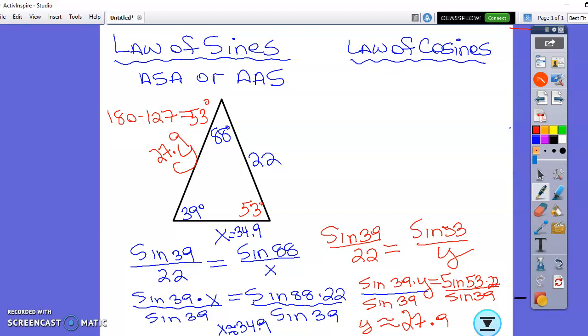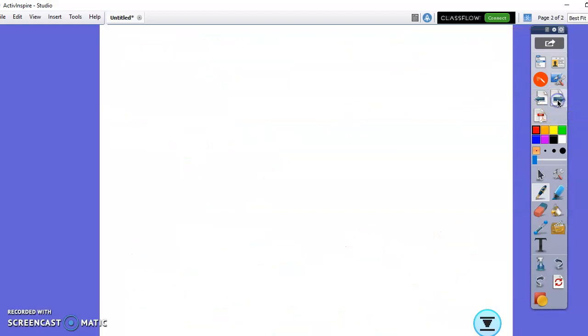Now let's go to the next page, which is law of cosines. So I'm going to open up a new page. Here we go.